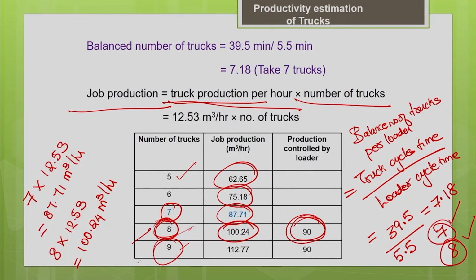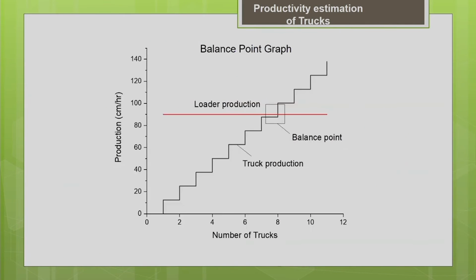Unnecessarily, it will increase your production cost because of the increase in the cost of trucks. Even though I get the productivity as 100.24 if I go for 8 trucks, the actual productivity will be only 90 meter cube per hour, because the loader will be controlling beyond the balance number. This picture, the balance point graph, clearly illustrates the significance of the balance point. As you keep increasing your truck number, you can see that the productivity is significantly increasing.